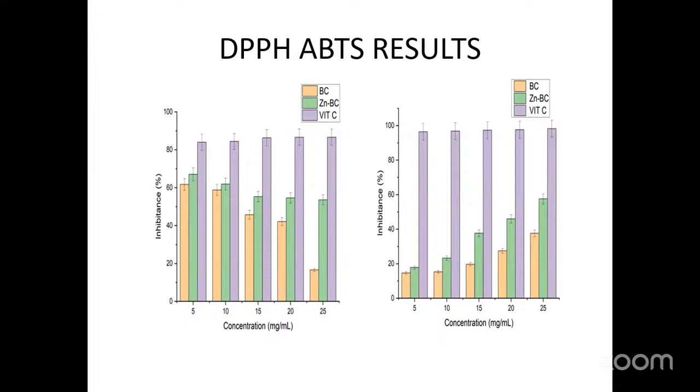So here, the concentration is, but when it comes to the ABTS, here also we observe that the raw biochar was less potent compared to the zinc exchange biochar.